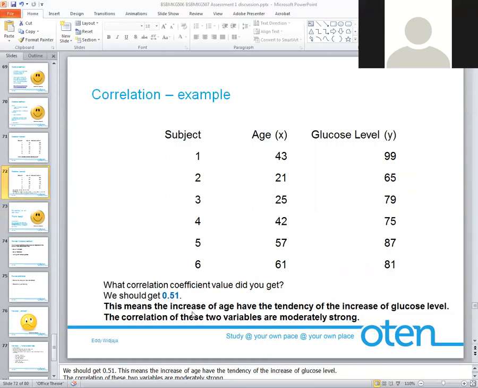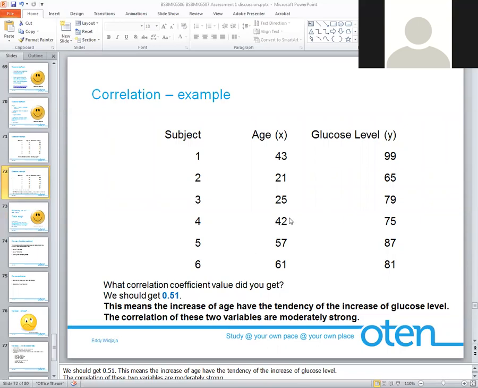The value in here is positive. Therefore, the increase of age has the tendency, based on this data, 6 people, these 6 subjects of observation, assuming they represent the entire population, that means the increase of age has the tendency of the increase of glucose level. Or the correlation of these 2 variables is moderately strong, because it is around 0.5, halfway through to get to +1.